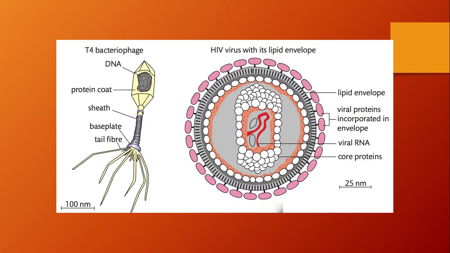All right, so here we can see a picture of some viruses. On the left, we have what is known as a T4 bacteriophage. So you see the DNA inside the protein coat. And then on the right, we see an example of an HIV virus, which is made up of viral DNA inside its coat of core proteins and the lipid envelope, as well as other viral proteins.